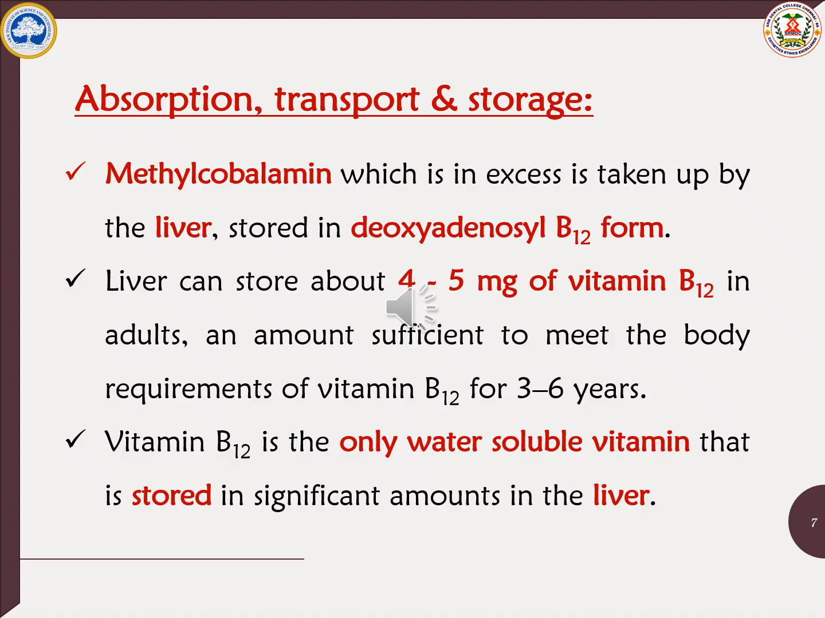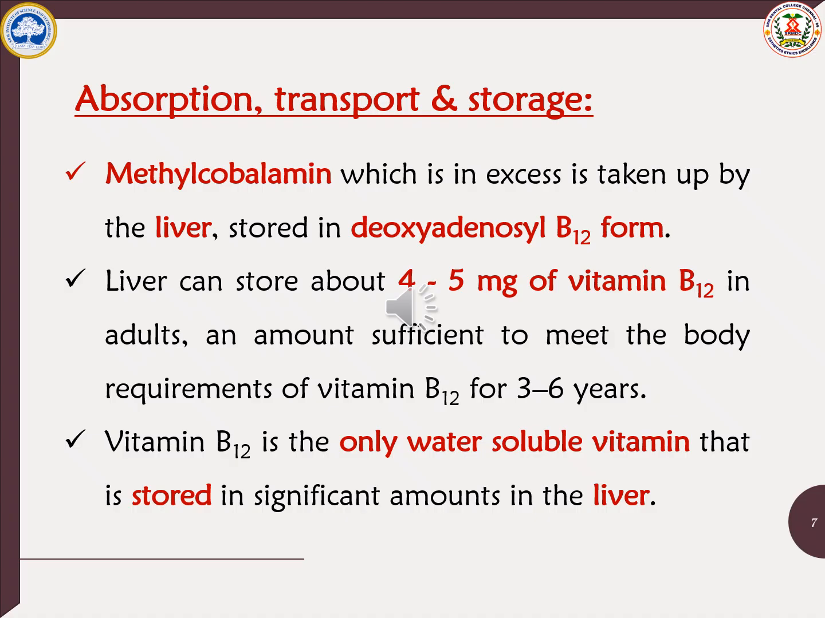The active form of cobalamin is methylcobalamin, which enters the systemic circulation as transcobalamin 1 and 2 so that it can reach the peripheral organs. When it is present in excess, it can be stored in the liver as deoxyadenosyl B12. The liver is the major organ where vitamin B12 is stored, about 4 to 5 milligrams. This is sufficient to meet the body's requirement for 3 to 6 years. And it is the only water soluble vitamin which can be stored in the liver.